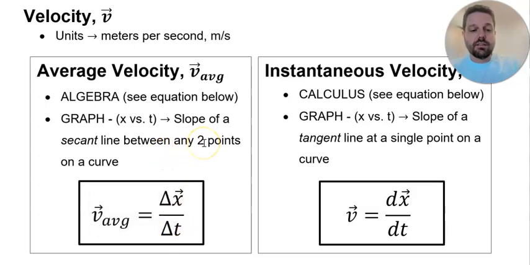And you can pick any 2 points on the curve. So this would be what in pre-cal we refer to as the slope of a secant line, which would be the line connecting 2 points on a curve.